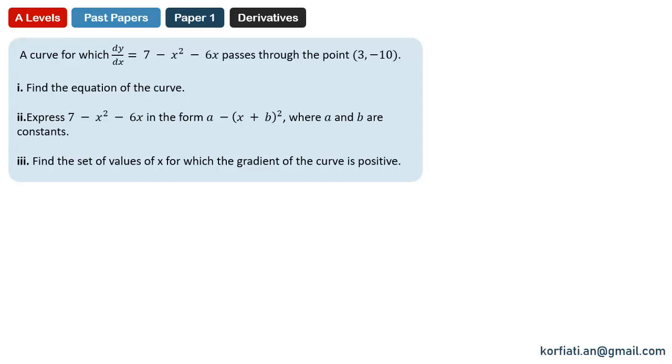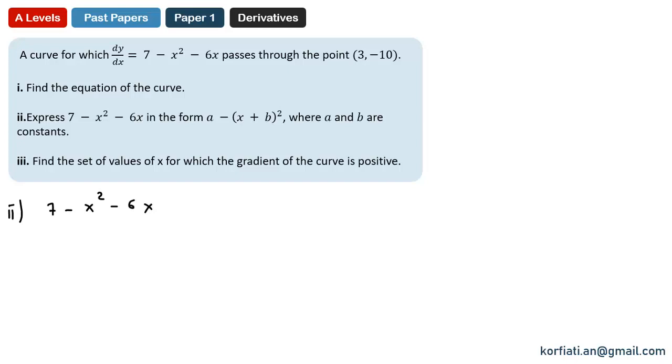Let's move to the other two questions. It says express the derivative in this form. Okay, we're going to do this expression because it will be quite helpful with the inequation afterwards. Okay, let's see. We're at the second question. I have 7 minus x squared minus 6x.